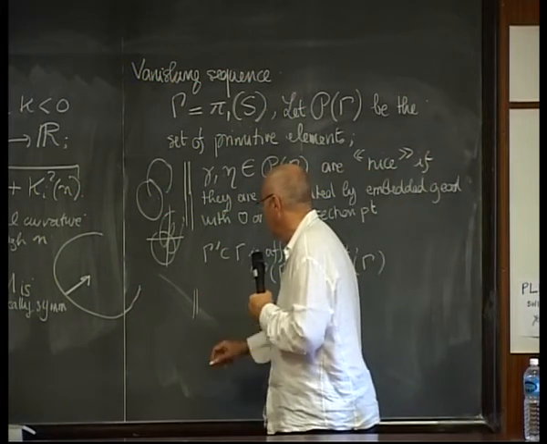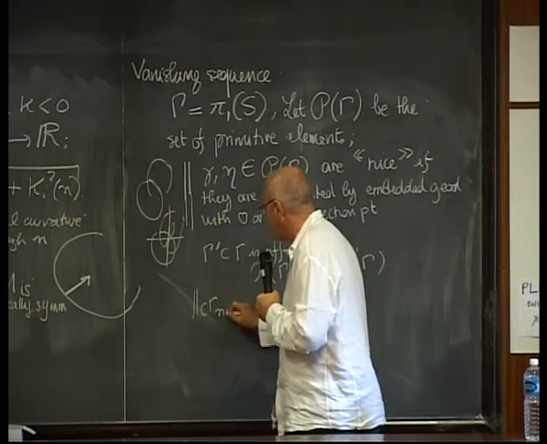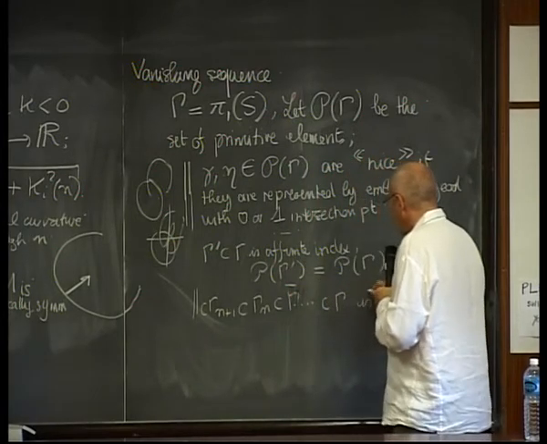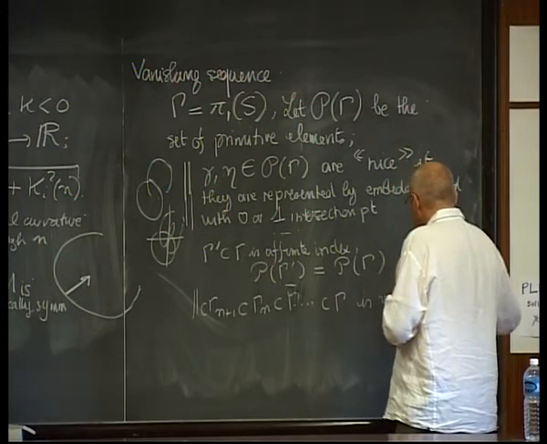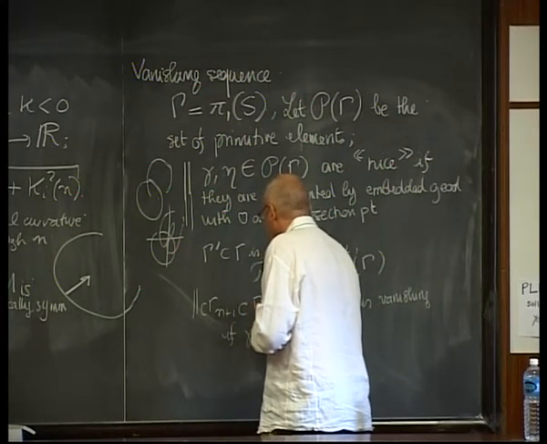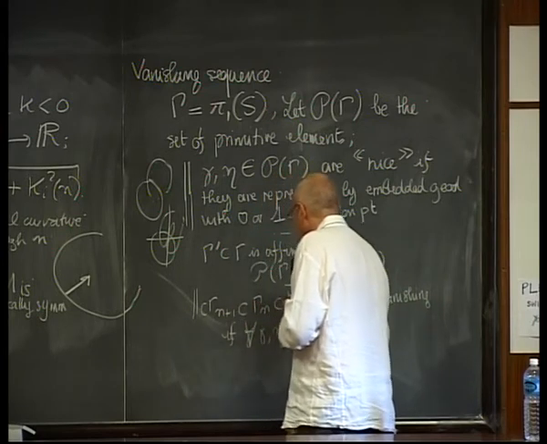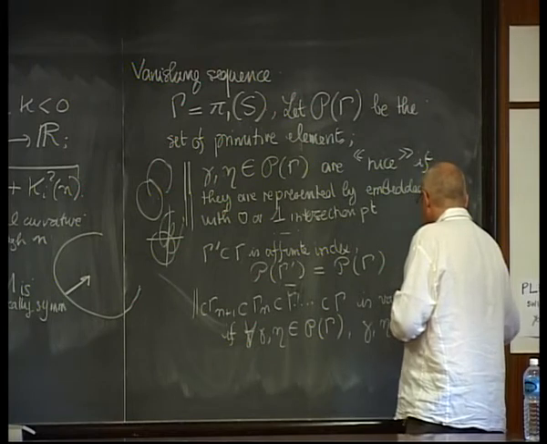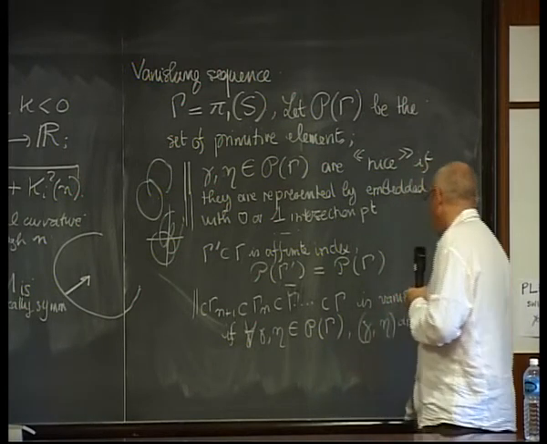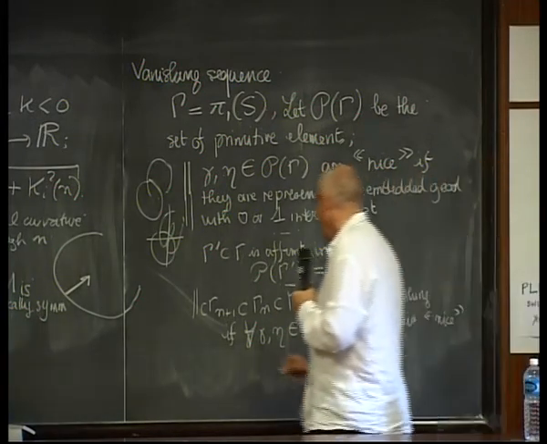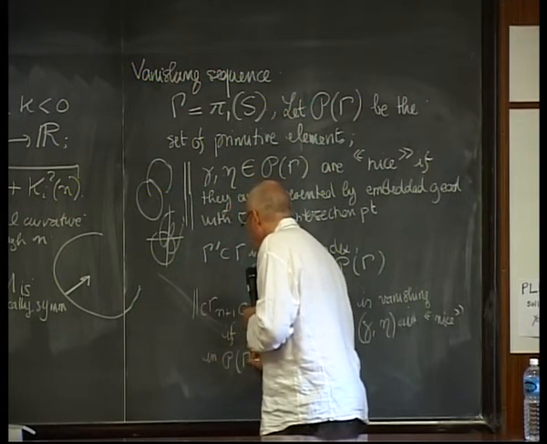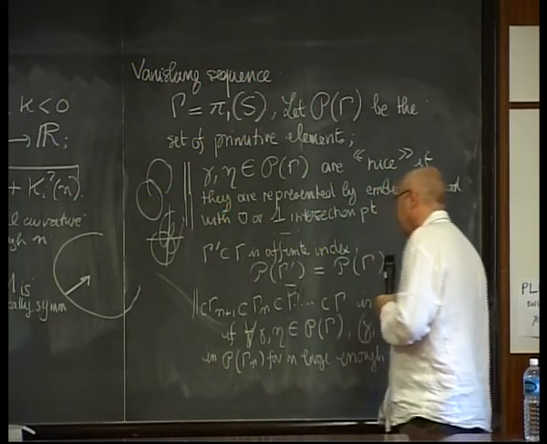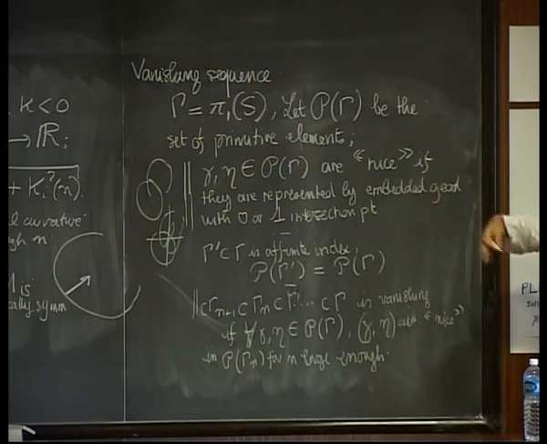So now the definition. We have gamma, and we have a sequence gamma n of subgroups of finite index of gamma. So we say this is vanishing if for all gamma, eta in P of gamma, the couple gamma, eta is nice in P of gamma n, for n large enough. Okay? So for this notion, we just use the fact that we have a bijection between the primitive elements.